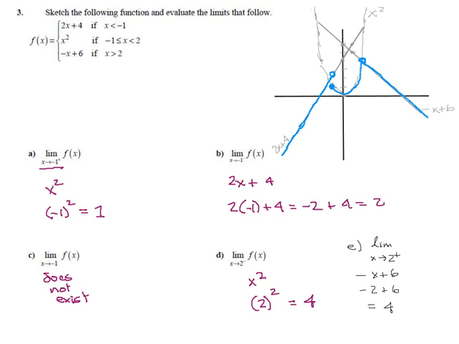Their last question is, does the limit at 2 exist? And the answer is, yeah, it does, because our limit from the left is 4. Our limit from the right side is 4. Because they agree, we can say that the limit at 2 does exist, and it is 4 also. It's discontinuous there, but the limit does still exist.